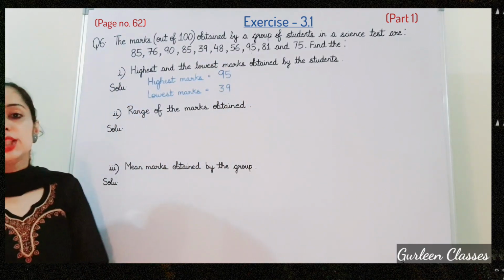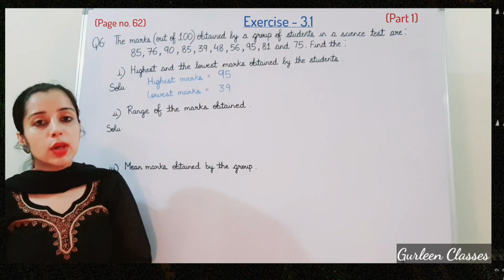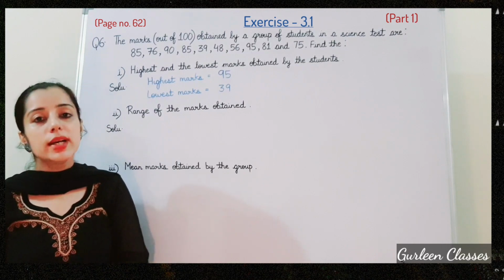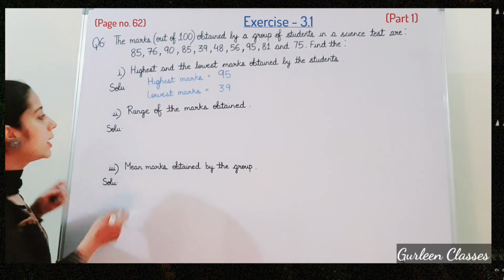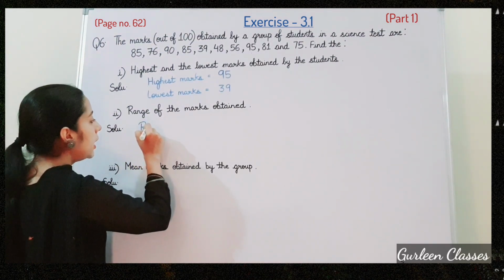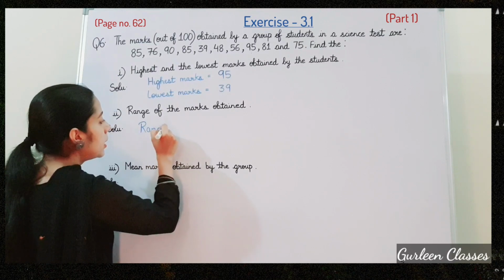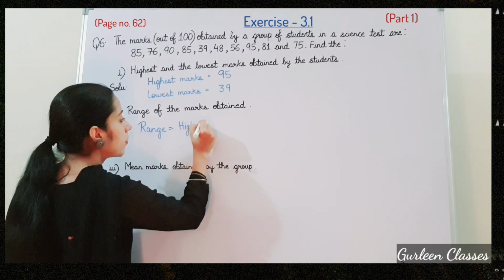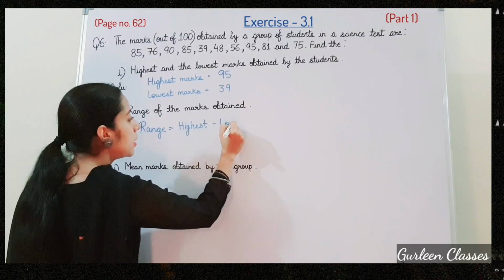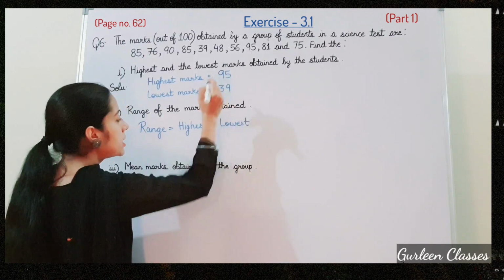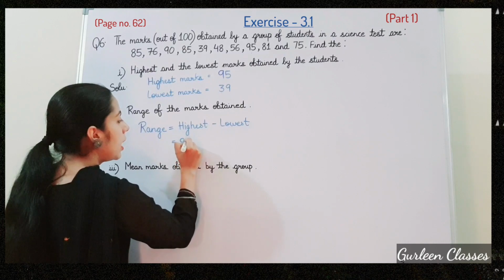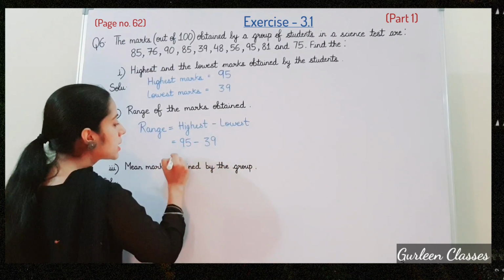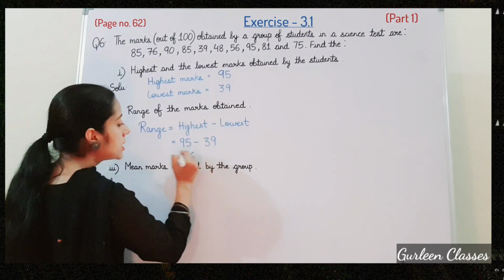Second part, range of the marks obtained. We all know what range is now: the difference between the highest and the lowest observation. So let us write the formula here. Range is equal to highest minus lowest. So highest value is 95 and lowest value is 39. So 95 minus 39, that is 56.